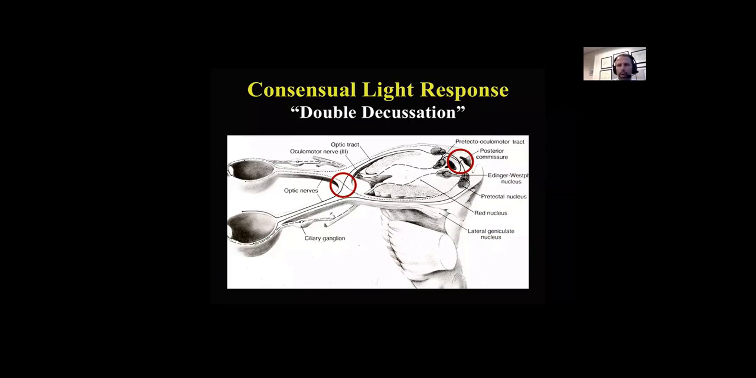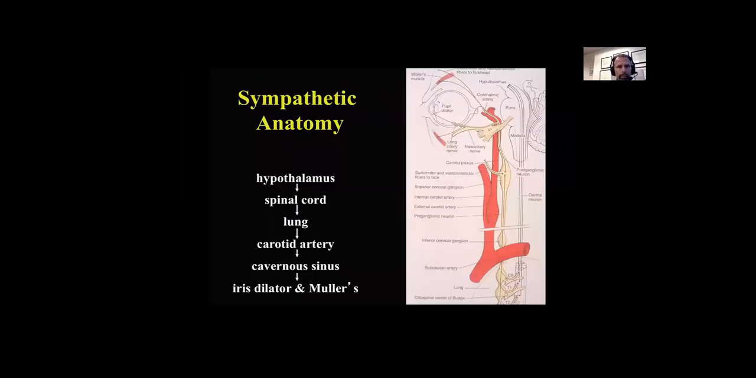So both third nerve nuclei get the same signal. Both pupils react symmetrically, the consensual light response. So if you understand this anatomy, you'll understand a lot about the pupils. Now, the other bit of the anatomy, of course, other than the iris sphincter muscle, we have the iris dilator muscle, and that's controlled by the sympathetic anatomy.